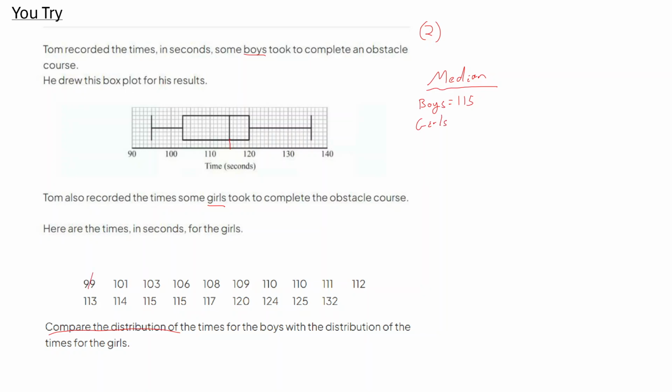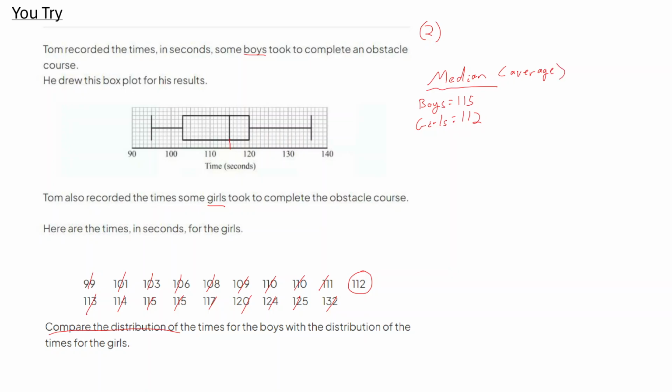So from the start to the end, start, end, start, end, start, end. Just be careful with this. Start, end, start, end. Okay, so it works out nicely again. I've got my 112 is the median for the girls, which means on average, girls took less time to complete the obstacle course because the median is a measure of average again. Right, median is a measure of average.